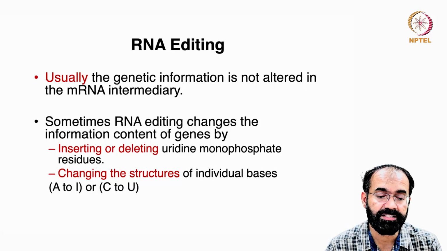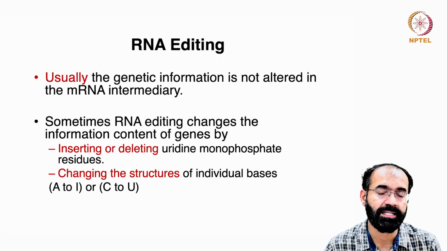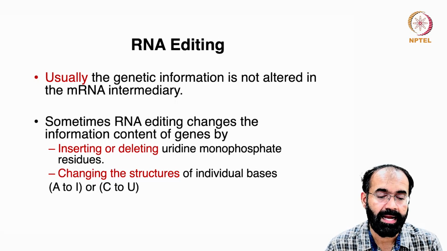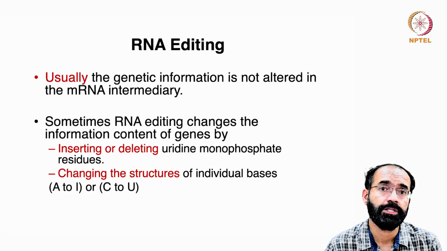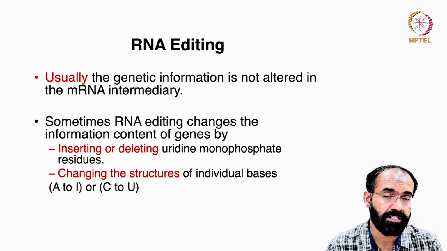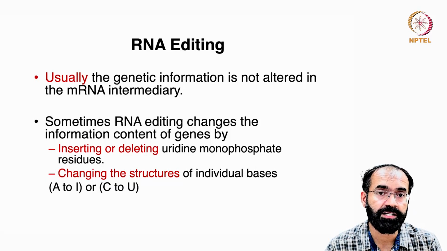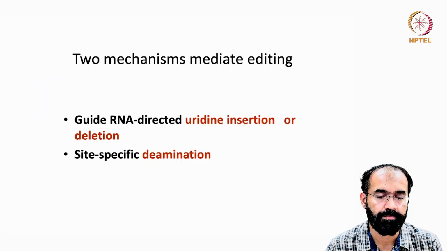The other way is changing the structures of individual bases, like we saw with the deamination event, A to I or C to U. So A can be converted into inosine. I stands for inosine, which is a neutral base. It doesn't have a specific affinity; if there is an inosine, it can pair with A, G, C or U. So it has a neutral affinity. And C to U: there was a cytosine present that is now converted into uracil. So this is another change.